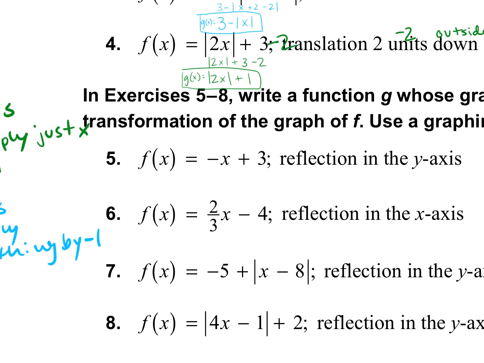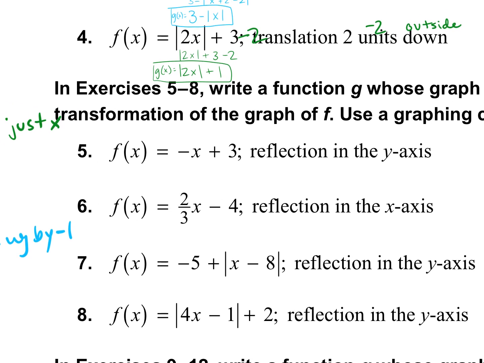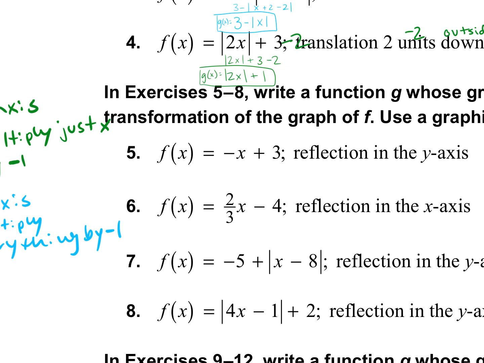So number 5, we have a reflection in the y-axis. So what gets multiplied by a negative? Just x. So just x gets multiplied by that negative. So if I have a negative x plus 3, what does that turn into? Just positive x. So this would be g of x is equal to what? X plus 3. Awesome.